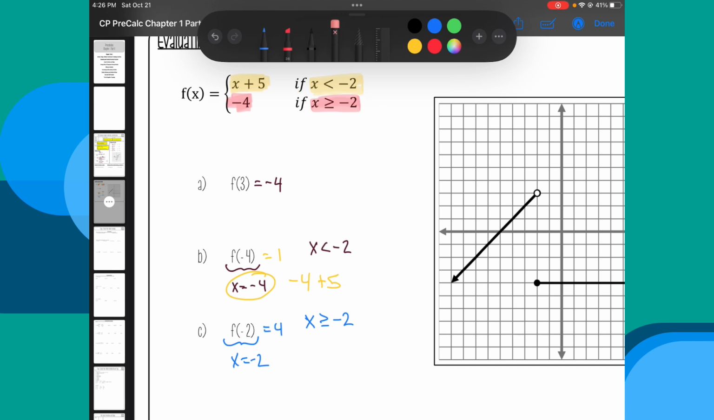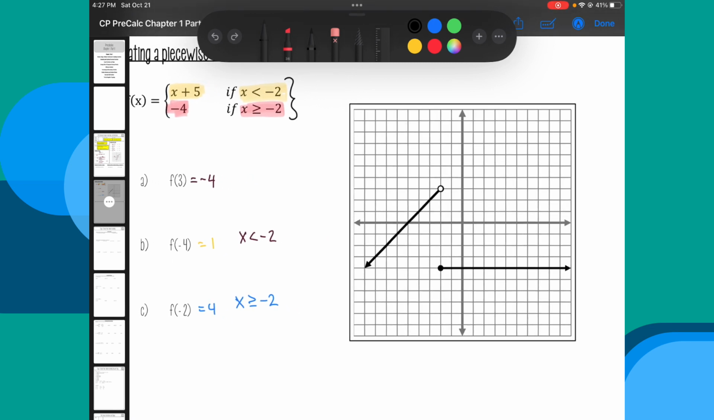So you need to determine which part or which piece of the piecewise function you're using by the domain. So does x apply to the first part or does x apply to the second part? And then whichever part it applies to, you come over and you use the function for that. Sometimes you need to plug in your x value, and sometimes your x value is just that, like there's nowhere to plug it in and it's just that number, like that -4 example.